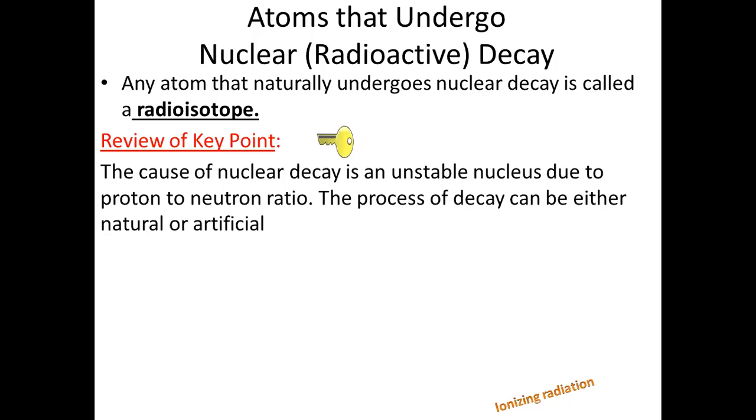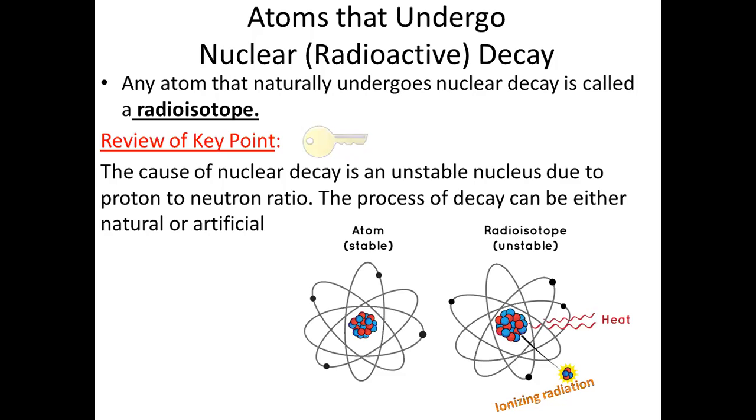So that's the key point about the cause of nuclear decay. It goes back to that unstable nucleus, the ratio of the proton and neutron count. Some atoms have a stable nucleus because the proton to neutron ratio favors stability. Some atoms have an unstable nucleus, and those ones that would naturally decay, we call radioisotopes. When they decay, they release what we call ionizing radiation. I believe what they're showing us here is a beta particle being released. And something we really didn't talk about is the enormous amounts of heat energy that are released as radioisotopes decay.